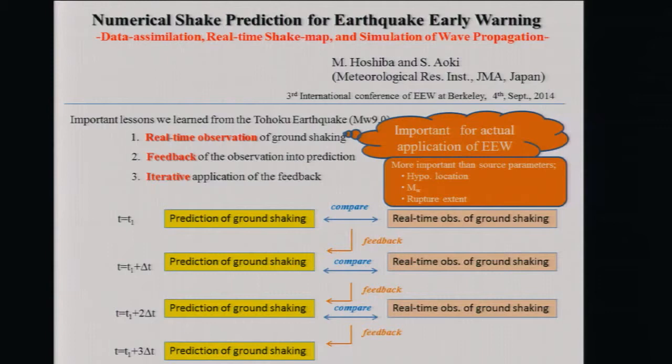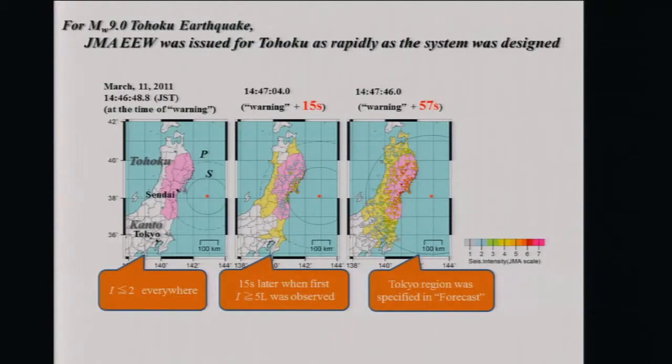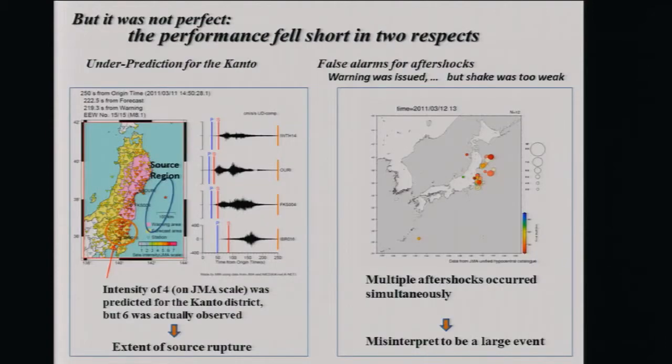First, let's review the Tohoku earthquake. As Nakamura explained, JMA EEW was issued for Tohoku regions as rapidly as possible, as rapidly as the system was designed. But it's not perfect. So the performance fell short in this respect. First is the under-prediction in the Kanto region. Seismic intensity 4 was predicted for Kanto regions, but actually seismic intensity 6 was observed. This is due to the large extent of the source rupture.